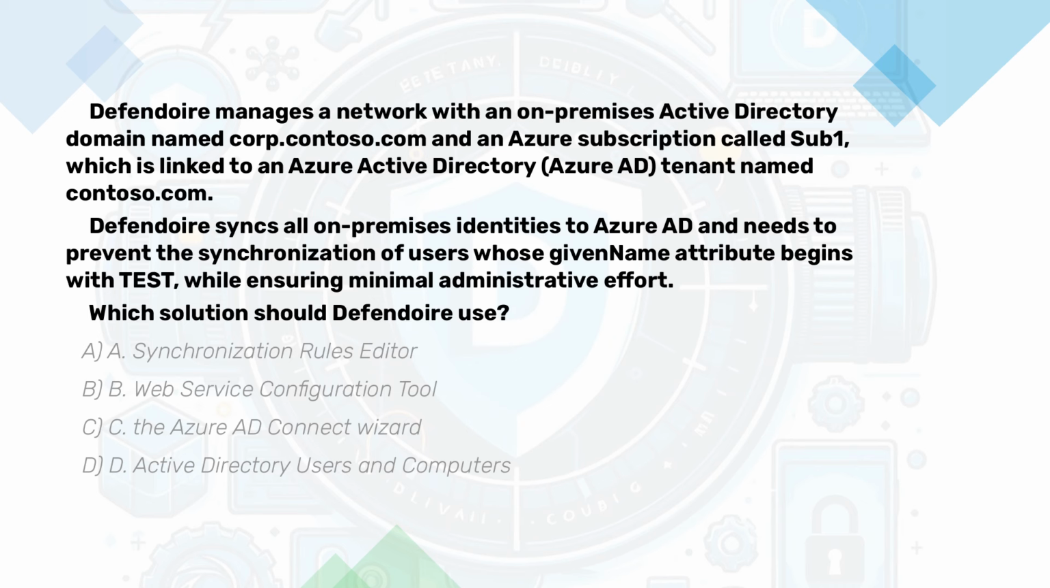To prevent users with a given attribute starting with TEST from being synced into Azure AD while maintaining automatic sync of other users, the most efficient approach is to use Synchronization Rules Editor. This tool allows creating specific rules that exclude the targeted users, ensuring minimal administrative effort.